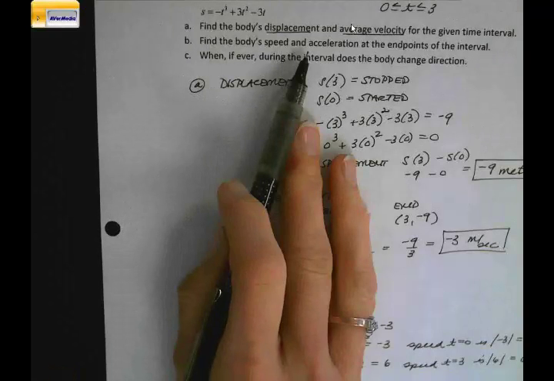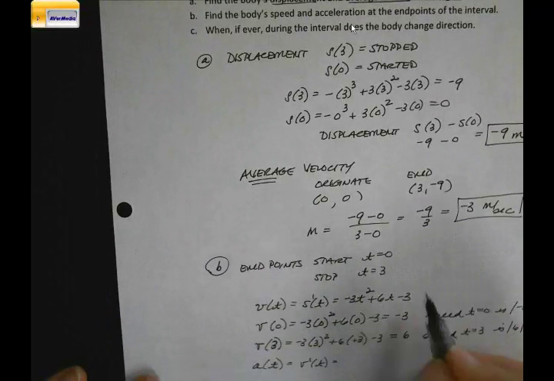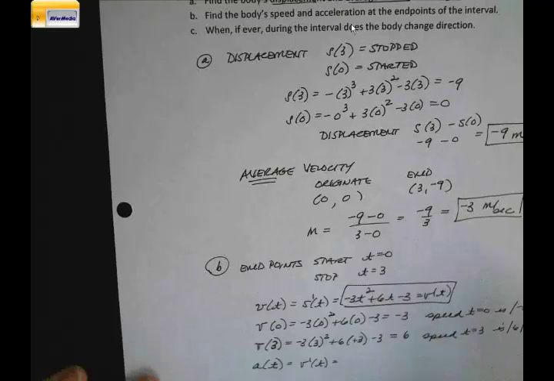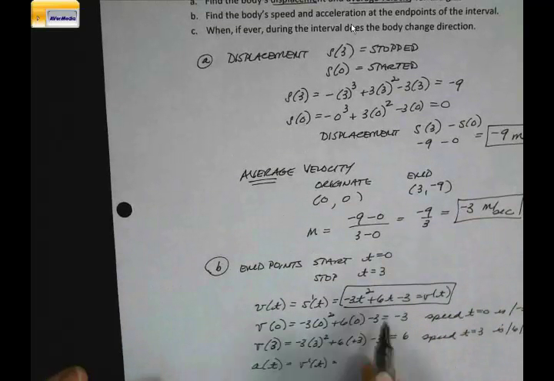Find the body's speed and acceleration at these endpoints. Okay, so what is acceleration? Well, acceleration is the first derivative of velocity. And here's my velocity. You've got to find it somewhere in all of your work. The first derivative of velocity is negative 6t plus 6 minus 0. So your acceleration at time 0 is negative 6 times 0 plus 6, which is 6 meters per second squared.